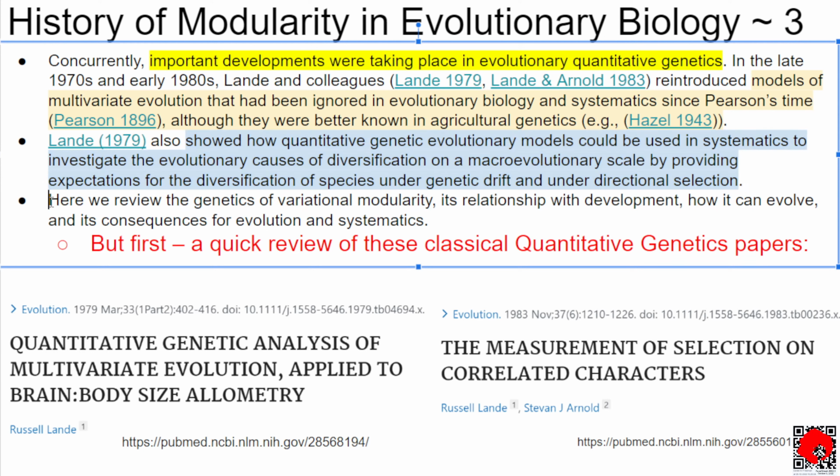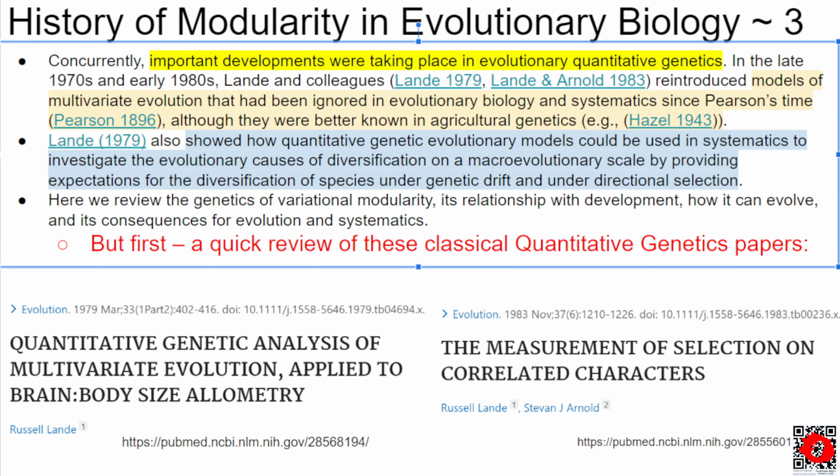The authors write, "Here we review the genetics of variational modularity, its relationship with development, how it can evolve, and its consequences for evolution and systematics." So some quant-gen concepts are going to come into play later in the paper, but first they're going to dive into genetics and studying some developmental genomic mechanisms.